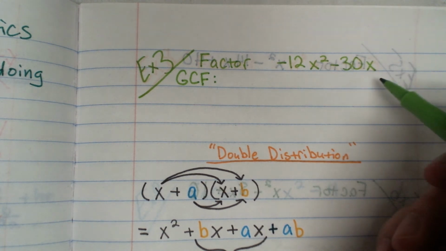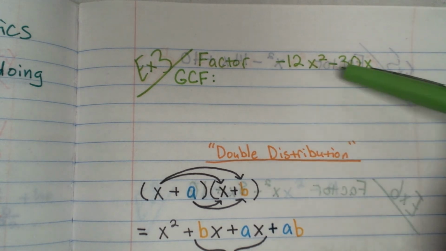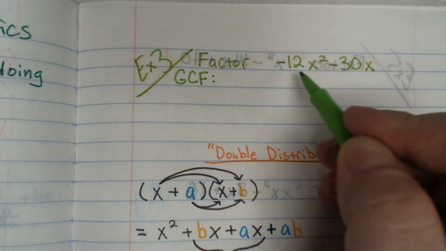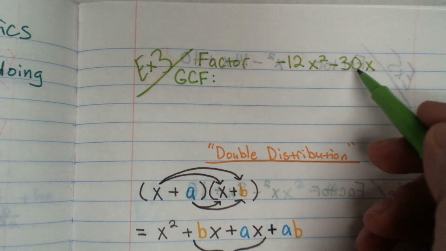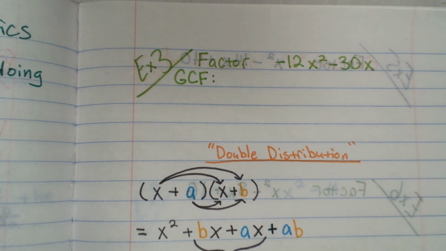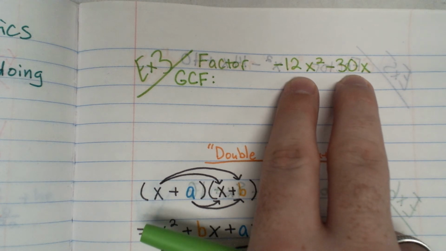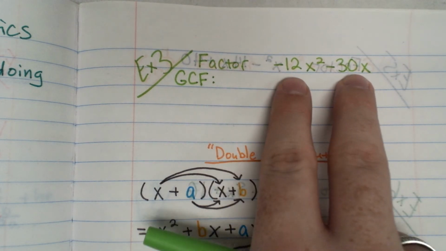So if we think about the biggest number that goes into both 12 and 30, the biggest number that goes into 30 is 30, but that won't go into 12. The biggest number that goes into 12 is 12, but that won't go into 30. So then we need to go down a little bit. What other numbers go in here? They're both even numbers, so I know I could factor out a 2, but I want to make sure that I don't have any bigger factors because I want to pull out the greatest common factor.